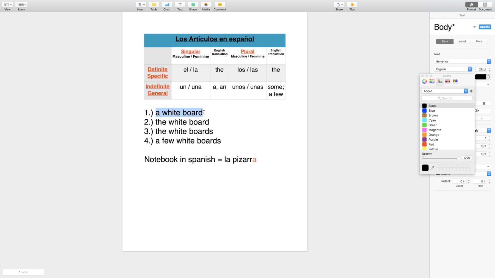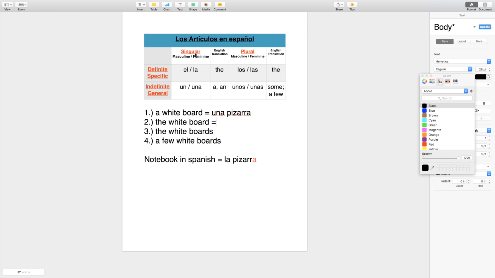First thing we do is we look at this and we ask ourselves, is there more than one whiteboard? In this case, there's not, because there's no S at the end. So we know it's in the singular side. And then we ask, is it feminine or masculine? We know it's feminine. So it'll be either la or una. Is this general or specific? And this is more general. So we're then going to say una. Una pizarra, a whiteboard.